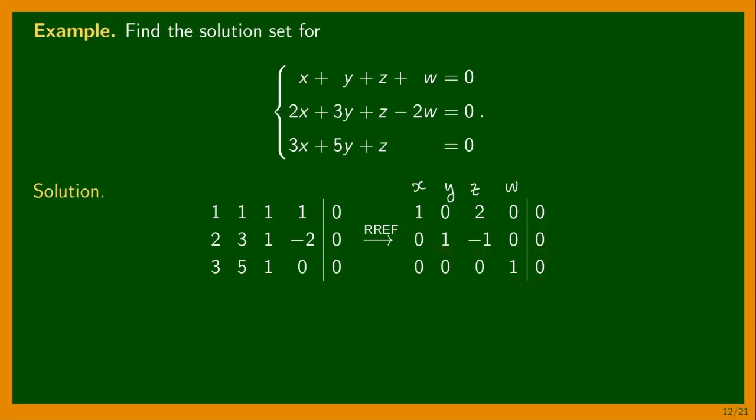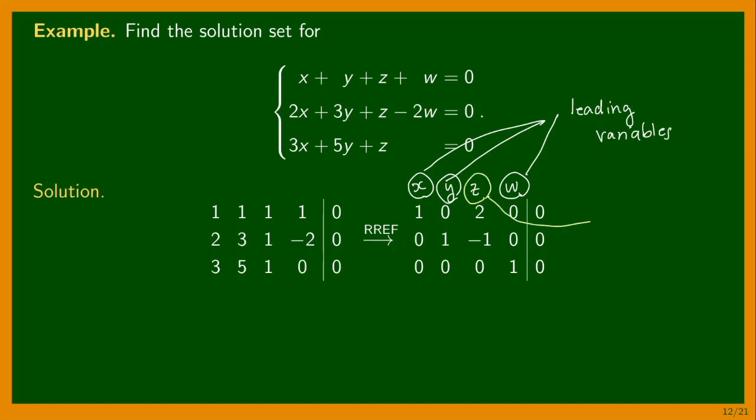As you can see, x, y, and w are what? They are called leading variables. On the other hand, a column that doesn't have a pivot corresponds to a free variable. So over here we have z as the free variable. Therefore, this has infinitely many solutions. Therefore, for this case, the homogeneous linear system has a solution aside from the 0 or the trivial solution.